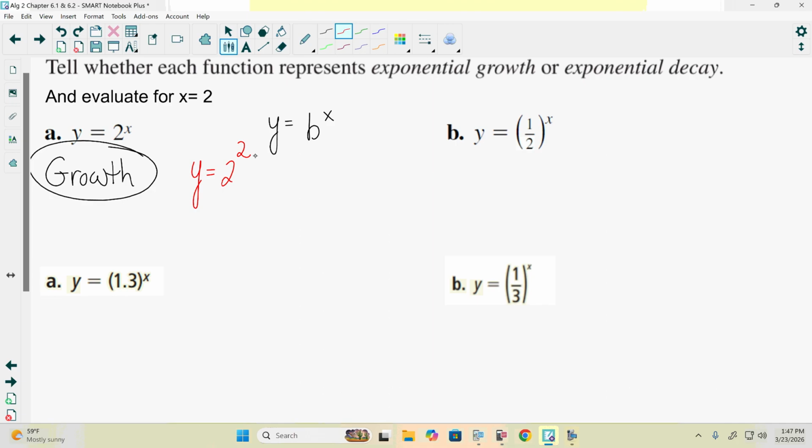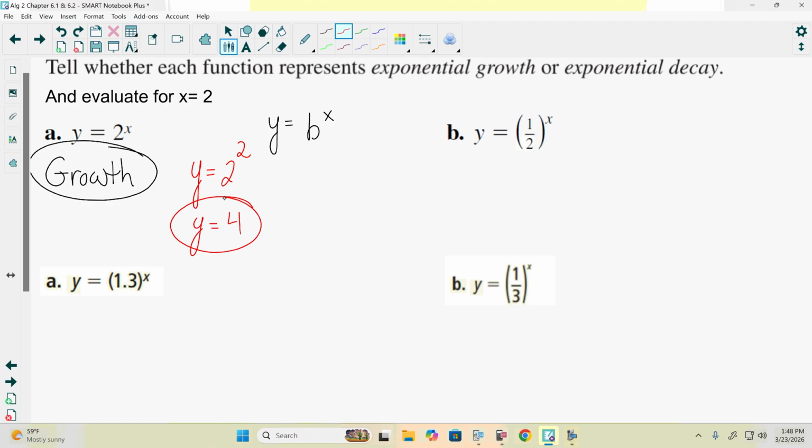It's growth because the value of b is greater than 1. Now we need to figure out what the value of y is when x is 2. So we're going to replace x with 2, so we have 2 squared, and 2 squared is 4. Questions on letter A?